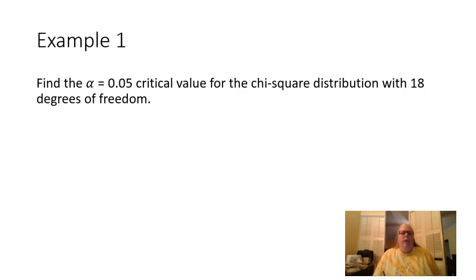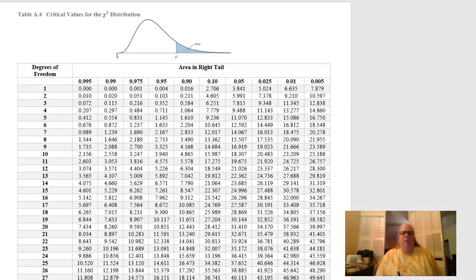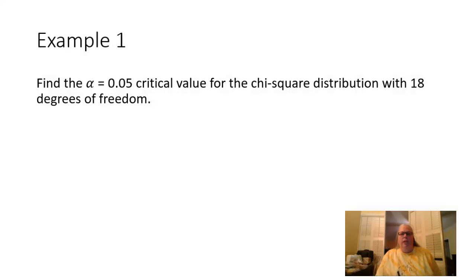Example 1. Find the alpha equals 0.05 critical value for the chi-square distribution with 18 degrees of freedom. So what they're asking us to do is to find a critical value on table A4. Table A4 is the chi-square distribution, so we'll pull up table A4. We need to be under column 0.05, that's right here, and we're going down to line 18 for the 18 degrees of freedom. And it looks like the critical value we want is right here, 28.869.